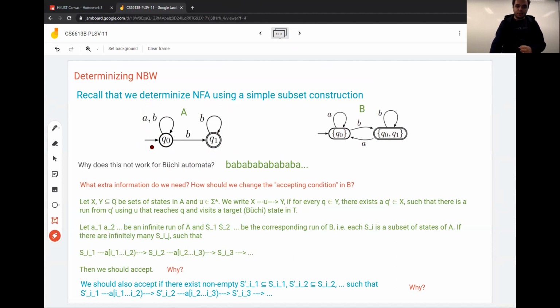So it's the set of strings that have finitely many ends, right? Because it can go here for a finite amount of time, and then it has to commit to seeing only Bs. So if we do this construction, basically the subset construction that we had in the finite case, then you can easily see that there is a cycle here, right? So you can just cycle BA, BA, BA.